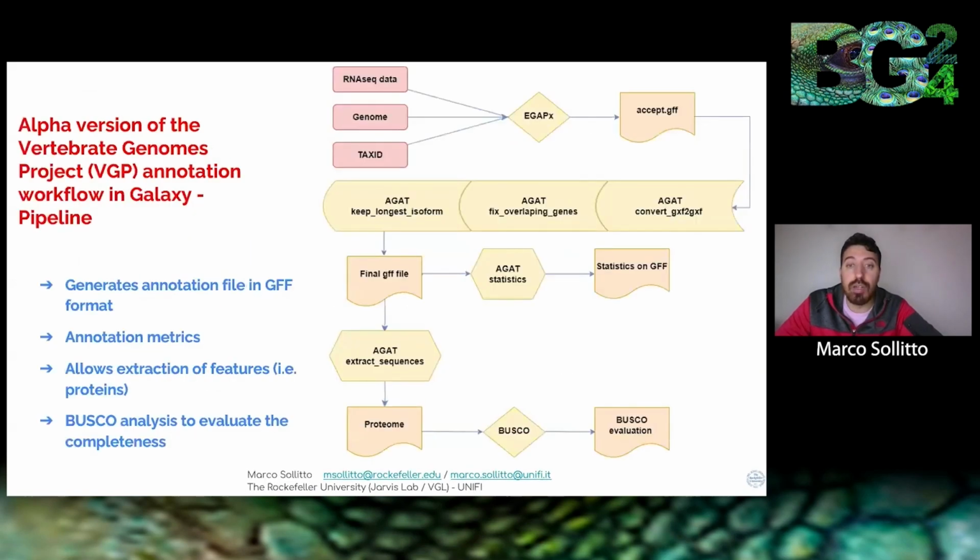And if we go on checking the workflow, we see that starting from the input data, the ones that we mentioned before, EGAPx uses this data in order to produce the GFF file. This file, through the different tools of the AGAT toolkit, will be manipulated to make a standard version of the annotation file, to fix the overlapping genes, and to keep the longest isoform. In this way, we will obtain the final GFF file.